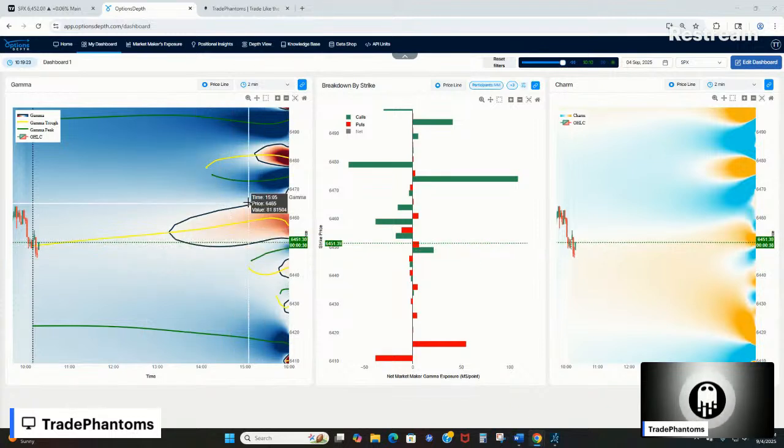We do have negative GEX a little bit above price. So if the bids get taken here and we go up a little bit, the market could fuel on itself a little bit more to the upside, if we fill into this what's called negative GEX regime up here.